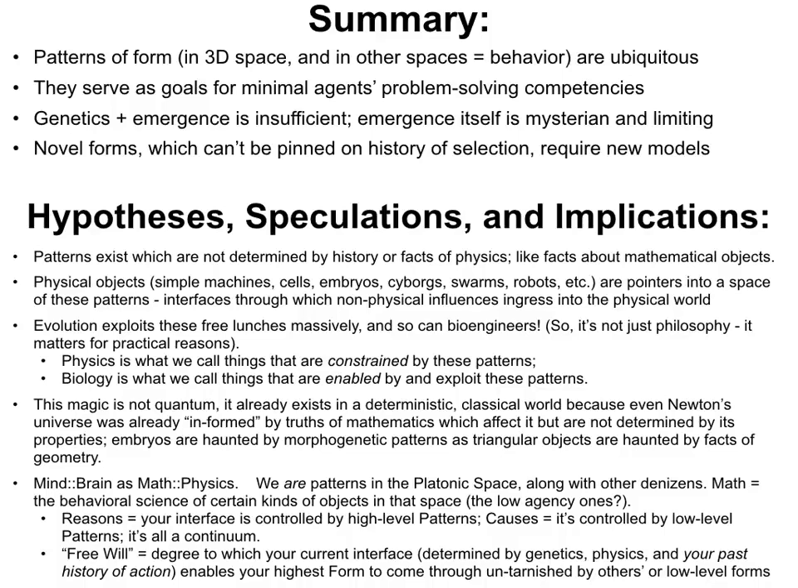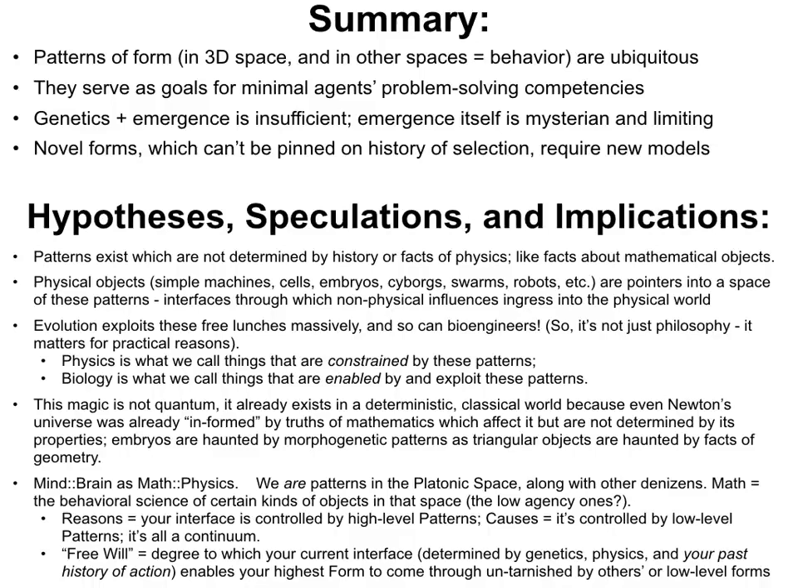I think that patterns exist which are not determined by history or by facts of physics, and these patterns are like facts about mathematical objects. They come from the same space. I think that physical objects, be they simple machines, cells, organisms, cyborgs, and so on, are basically pointers into a space of these patterns. They're interfaces through which non-physical influences ingress into the physical world. I think evolution exploits these free lunches massively, and so can we. We as bioengineers can exploit them too, if we had a better understanding of the mapping between the interface and the patterns you get. So this is not just philosophical speculation. It matters for very practical reasons of progress in regenerative medicine, progress in bioengineering, and so on.